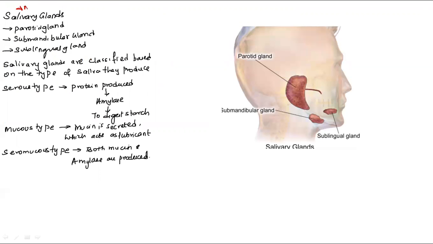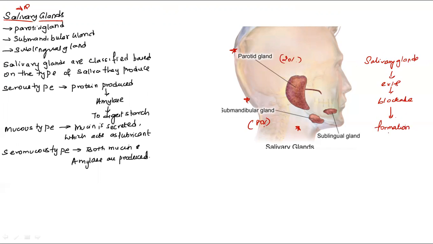Coming to types of salivary glands. Salivary glands are of 3 types, major salivary glands. You can see the parotid gland, submandibular gland, and sublingual gland. Parotid gland makes 20% of the total saliva. Submandibular gland makes 80% of the total saliva. And wherever these salivary glands exit, if there is any blockade, then that leads to focal accumulation of fluid and there will be formation of a cyst.